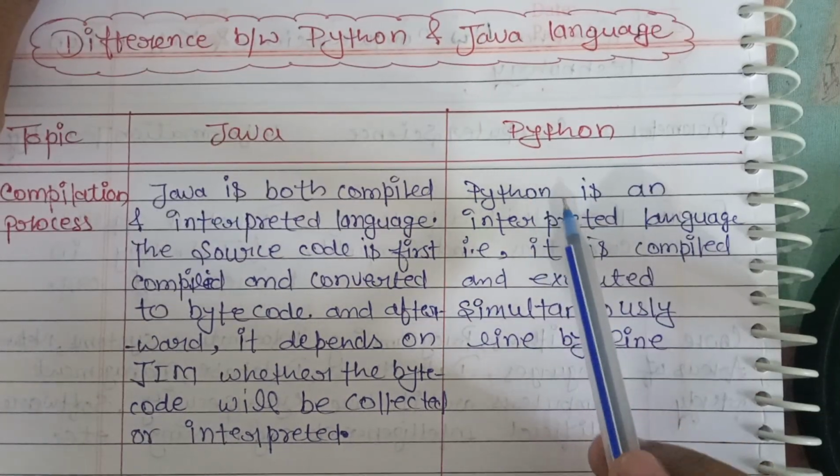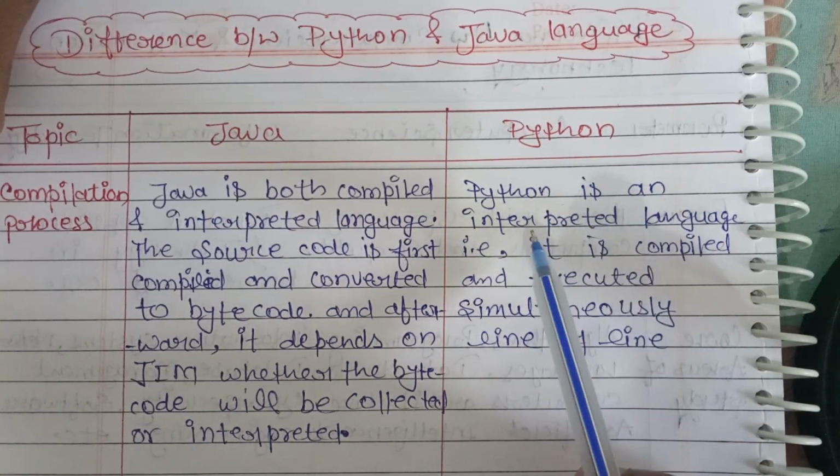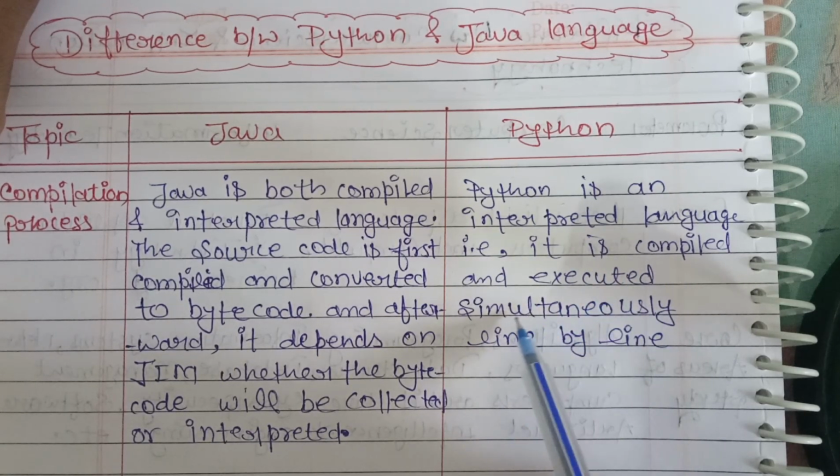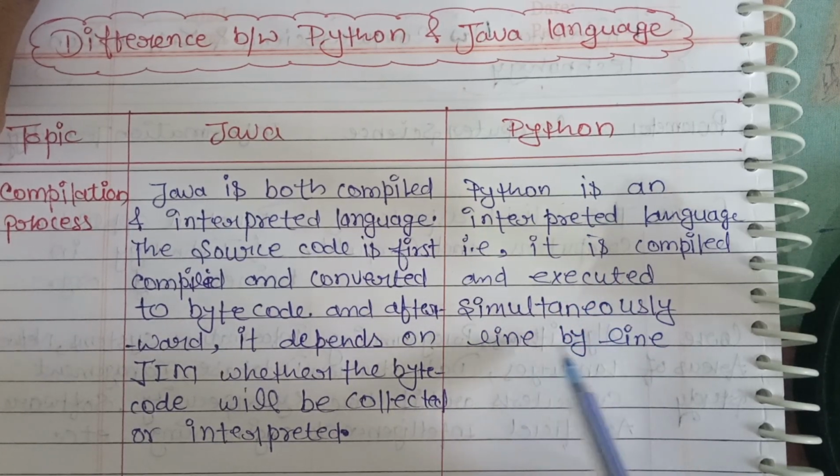In the Python language, Python is an interpreted language. It is compiled and executed simultaneously, line by line.